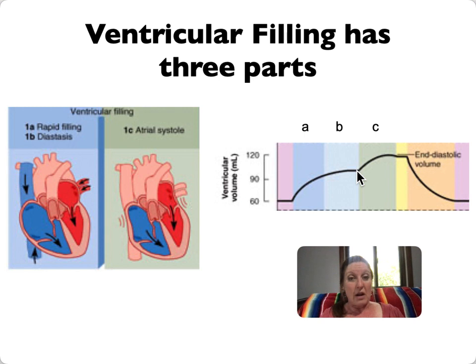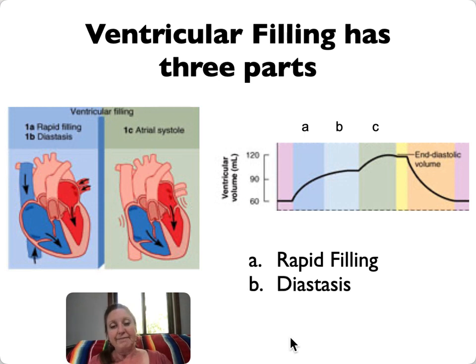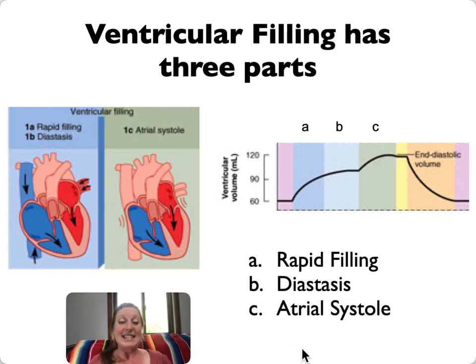Now, this last part of ventricular filling is called atrial systole. And you can see that we have another rather large increase in volume. Not as big as what we saw in rapid filling, but still kind of a bump. This is because the atria are actually contracting, and that's forcing additional blood into the ventricles. Once again, here we go. Rapid filling, diastasis, and atrial systole.